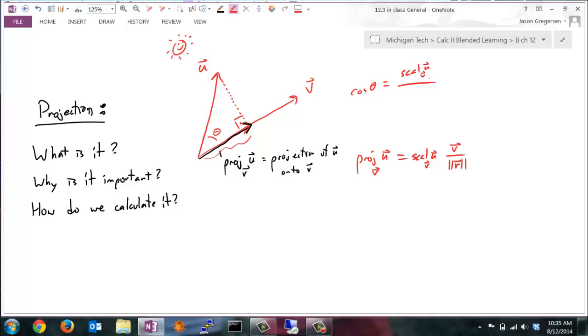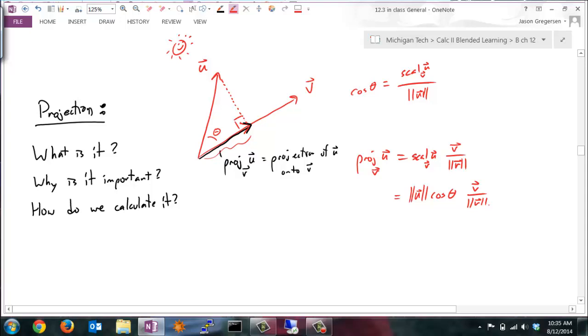Magnitude of u. Right, because that's the length of the hypotenuse. It's the length of that vector u. So we have this thing. So great, now I know what that scalar value is. It's the magnitude of u times the cosine of theta. And that's one formula for this.